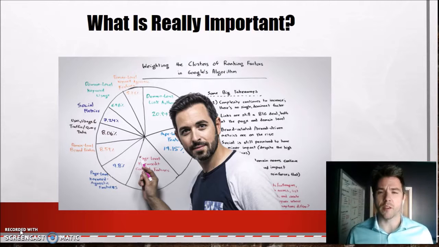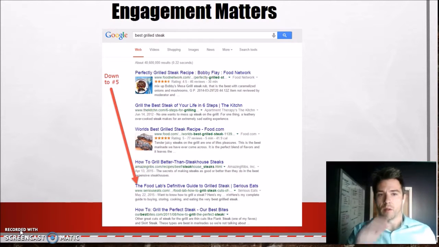But Rand Fishkin was a little more convinced that there's a little bit more here. So what he did was he actually got people to type in best grilled steak, but there are 2 parts to this. One, he had people click on the number 1 ranking. Same tactic, he got his Twitter followers and asked them to click on this, and these were the instructions. Type in best grilled steak, click on the number 1 result, but immediately click back to the search results.